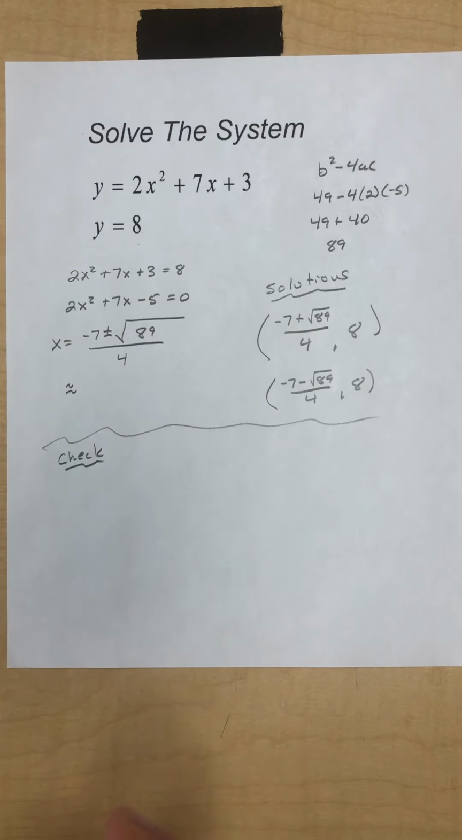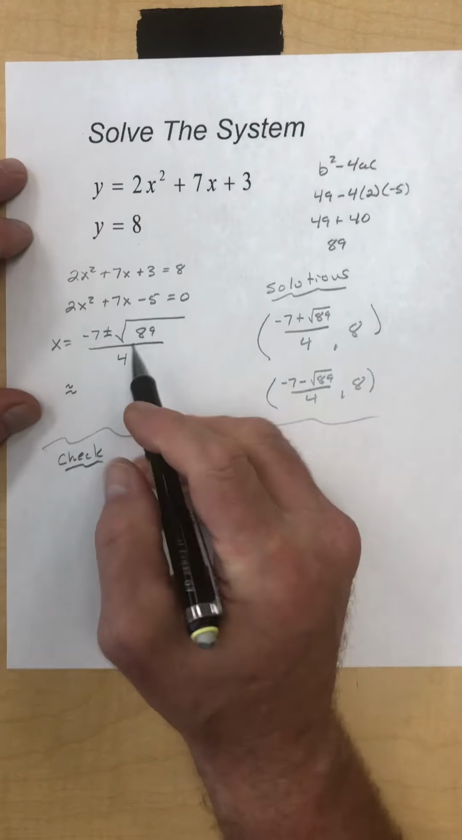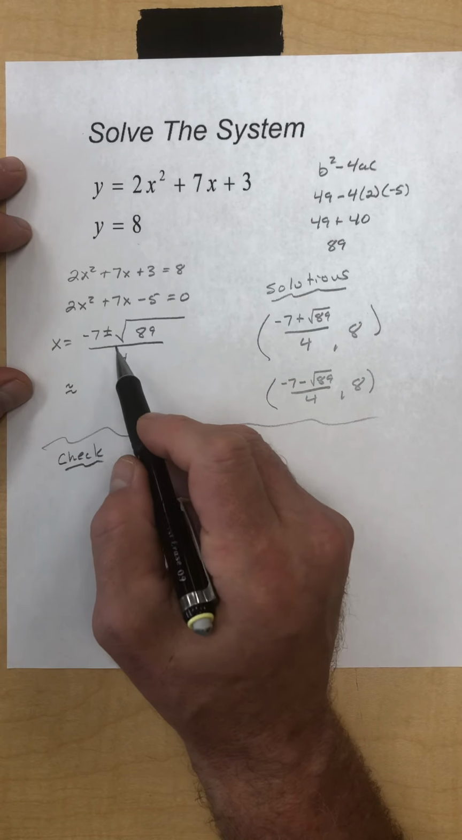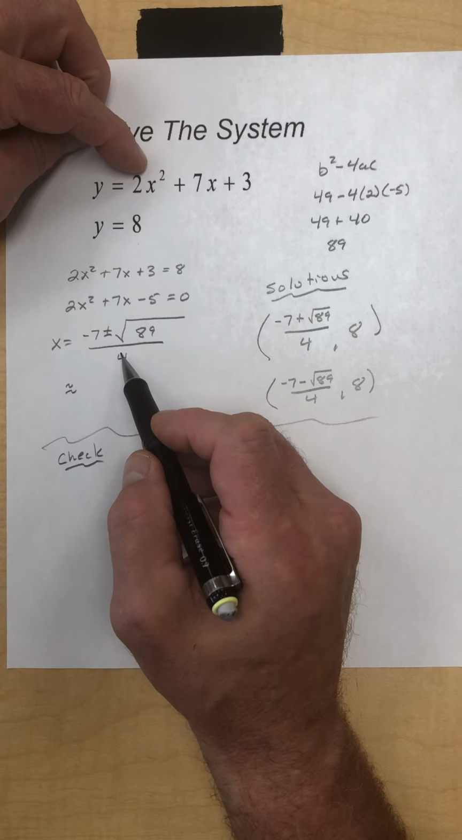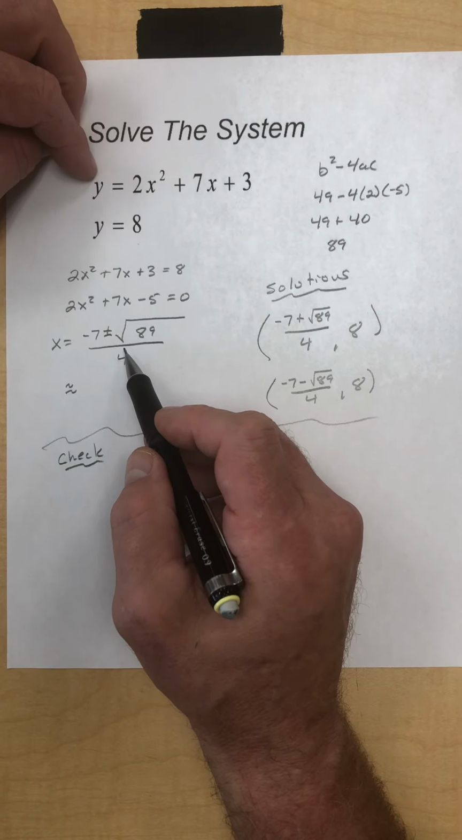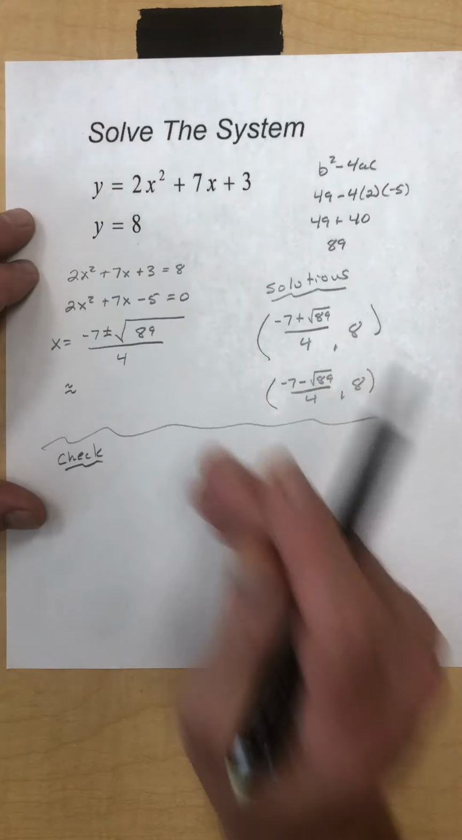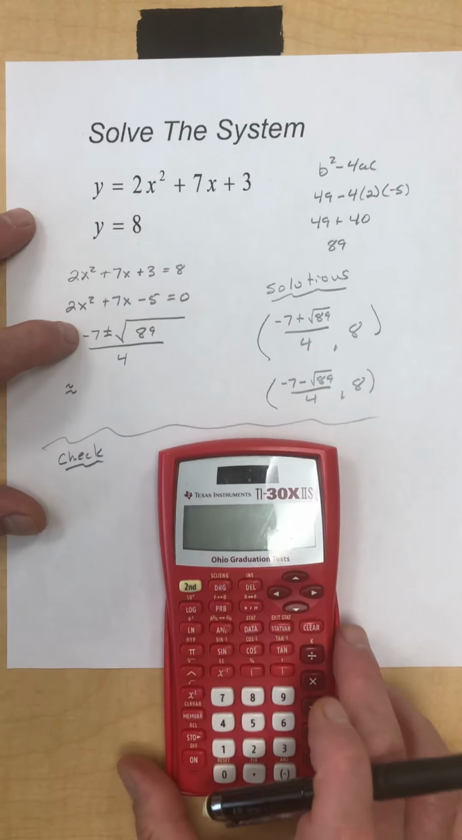Well, I'd say, why don't we punch this into our calculator and round things off, and then substitute it in here in this first one and see if we get something real close to 8. Okay, so I'm going to check it. So let's see what we got going on.